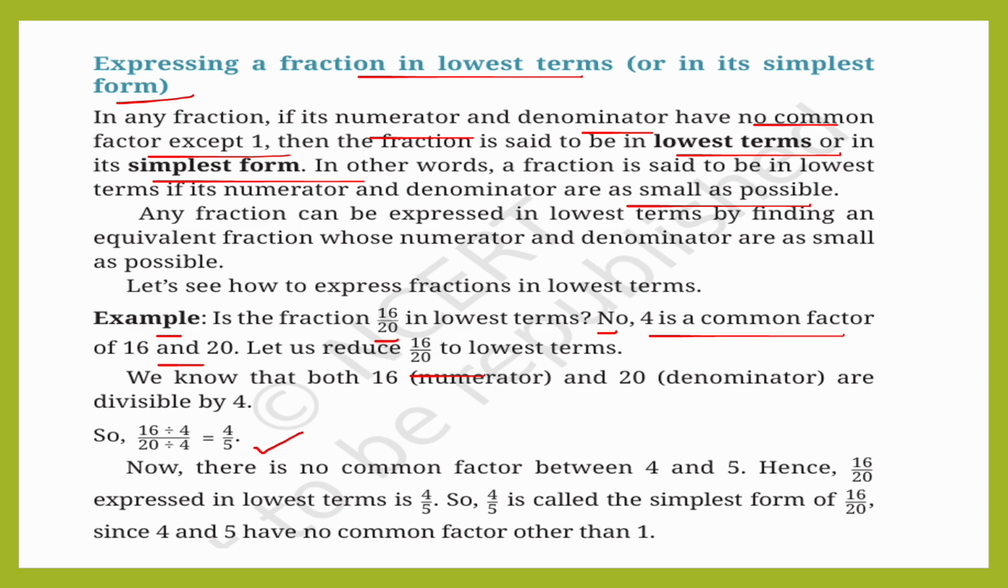Now there is no common factor between 4 and 5. Hence, 16 by 20 expressed in lowest terms is 4 by 5. So 4 by 5 is called the simplest form of 16 by 20, since 4 and 5 have no common factor other than 1.